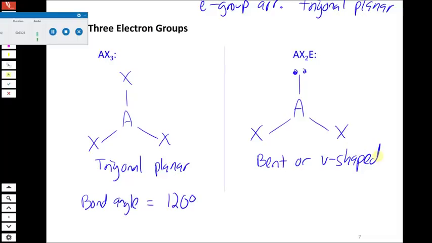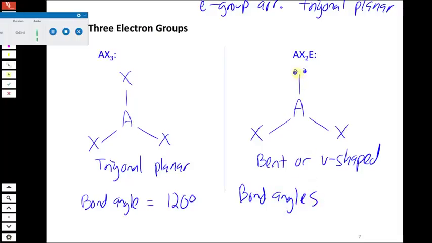I think bent is the more common one. Now in talking about the bond angles for this one, we are still using a trigonal planar electron group arrangement. So the bond angle, there's only one in this case, between these 2 X's. It's going to still be close to 120 degrees, but it's not going to be exactly 120 degrees anymore. So we'll talk about this in more detail later on.